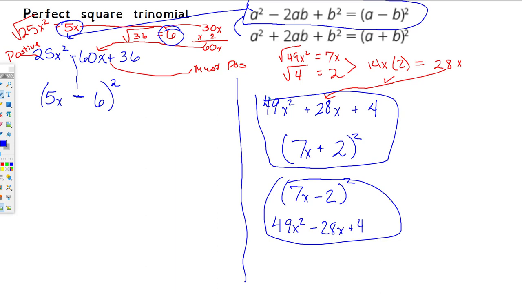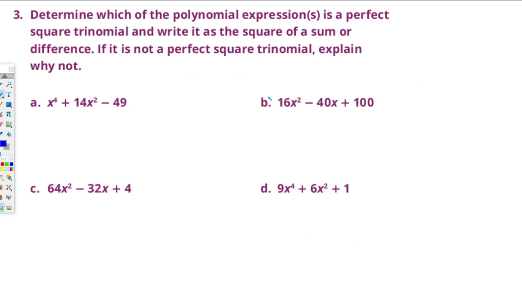Because signs matter. So I want you to take some time and think through these. There are 2 of them that are perfect square trinomials, and there's 2 that are not. B and C have an extra step that you need to do beforehand. Which one of those 2 would you like me to do? B.